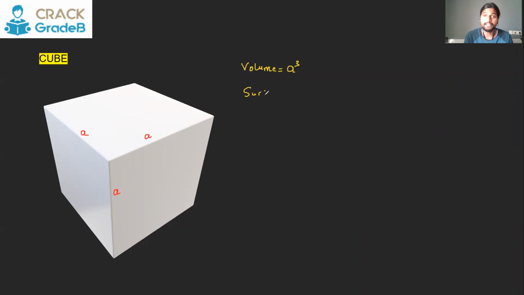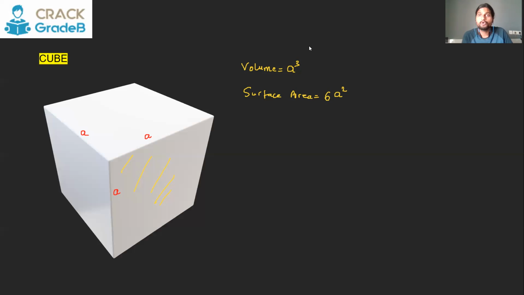Then there is the surface area. What is the surface area of a cube? Surface area means the sum of all the surfaces. If you consider one single surface, that is a square, whose area is going to be A square. And there will be 6 such surfaces because a cube has 6 faces. So 6A square will be the surface area.